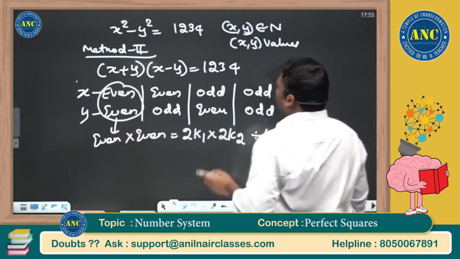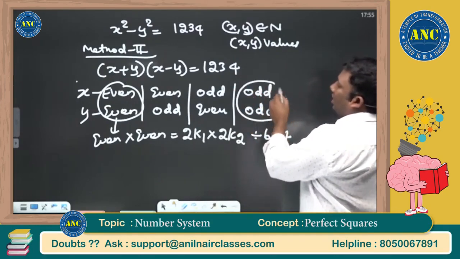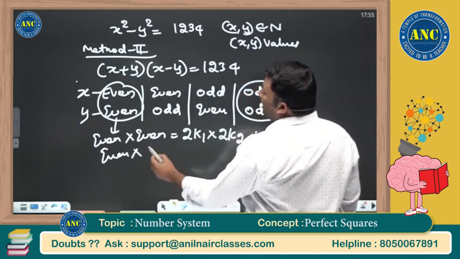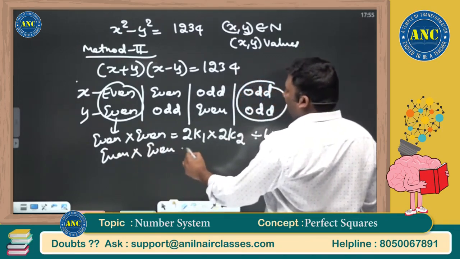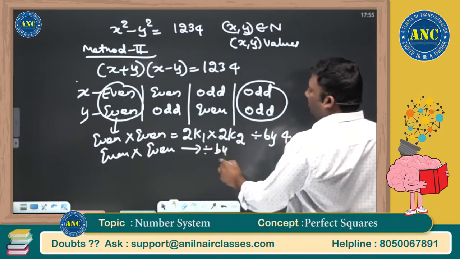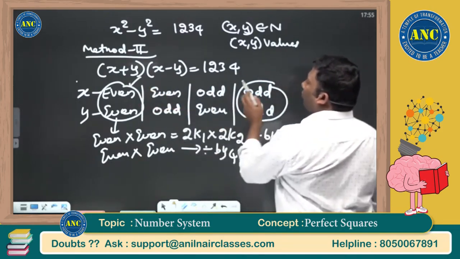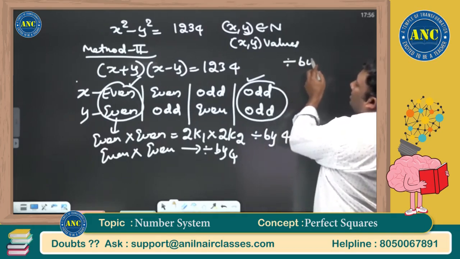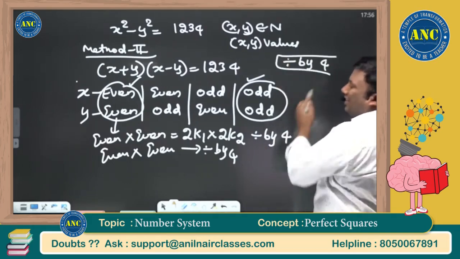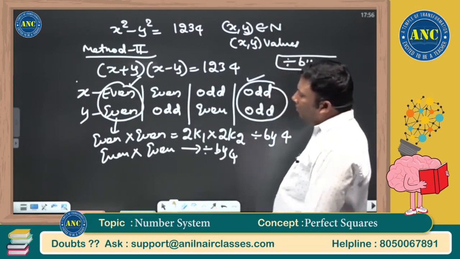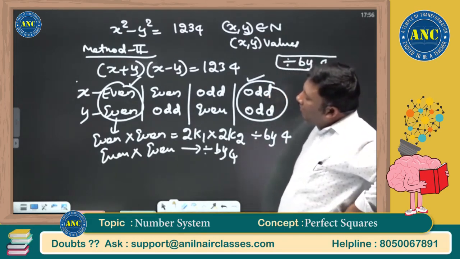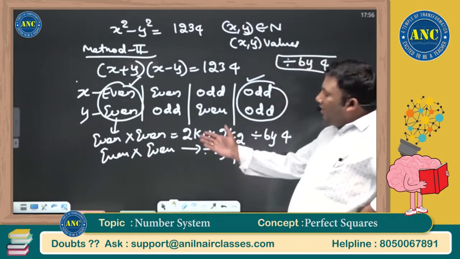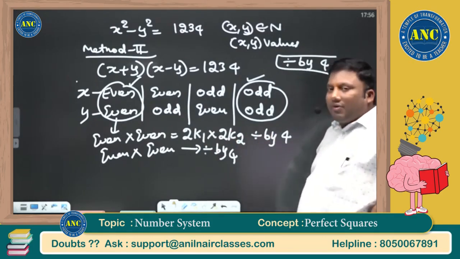Last case: x is odd, y is odd. What is odd plus odd? Even. What is odd minus odd? Even. Even into even is divisible by 4. First case and fourth case: the right-hand side is divisible by 4. I hope the idea is clear. It's a simple number theory problem. Even number plus even number is an even number. Even number minus even number is also an even number. Even number is divisible by 2: 2k1 into 2k2.